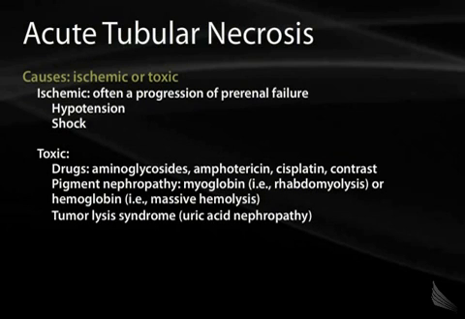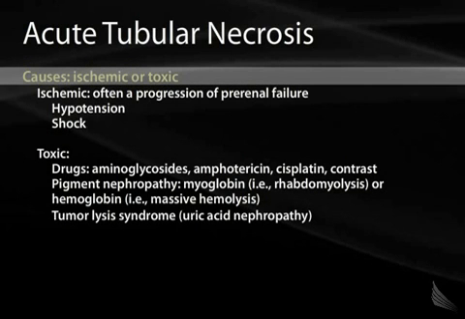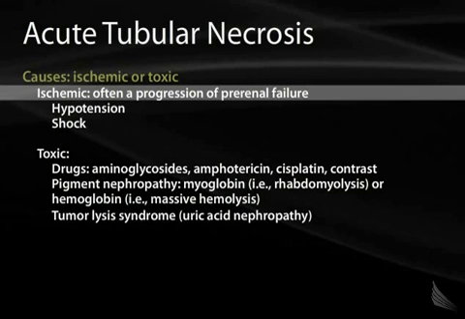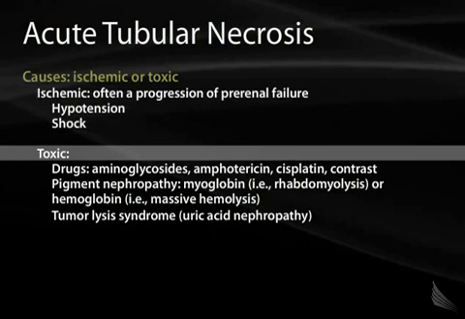Acute tubular necrosis is the most commonly encountered cause of acute renal failure in the hospital setting. The causes of ATN are usually either ischemic or toxic. Ischemic is often a progression of pre-renal failure. As we said, initially there is intact tubular function. However, if the derangement of decreased effective circulating volume is not corrected, this will lead to renal ischemia, ultimately into acute tubular necrosis. The other major cause of acute tubular necrosis is direct toxic injury to the renal tubules.